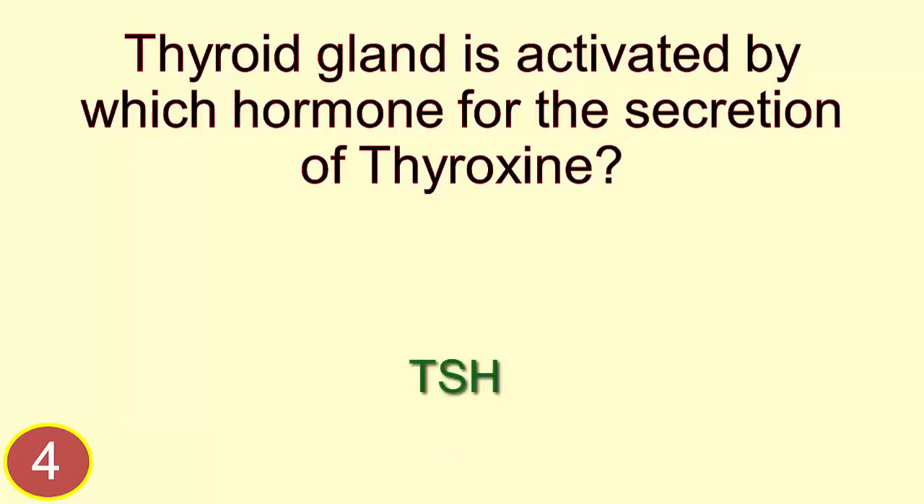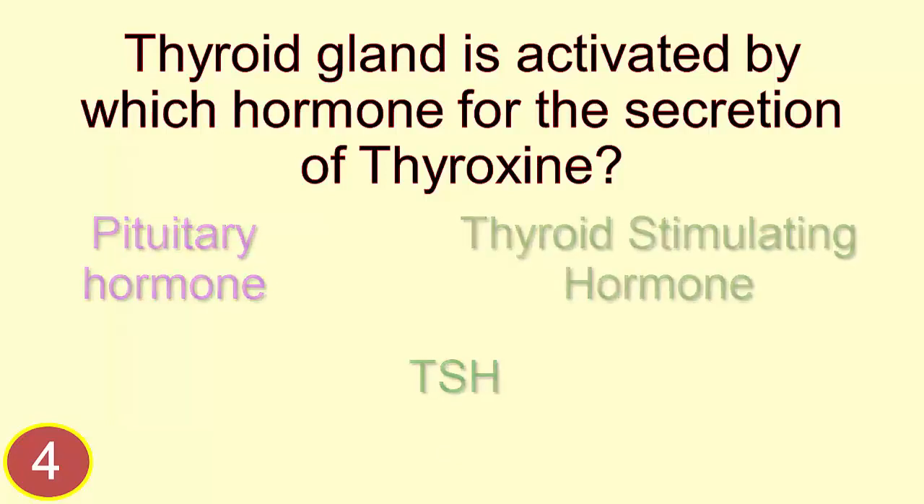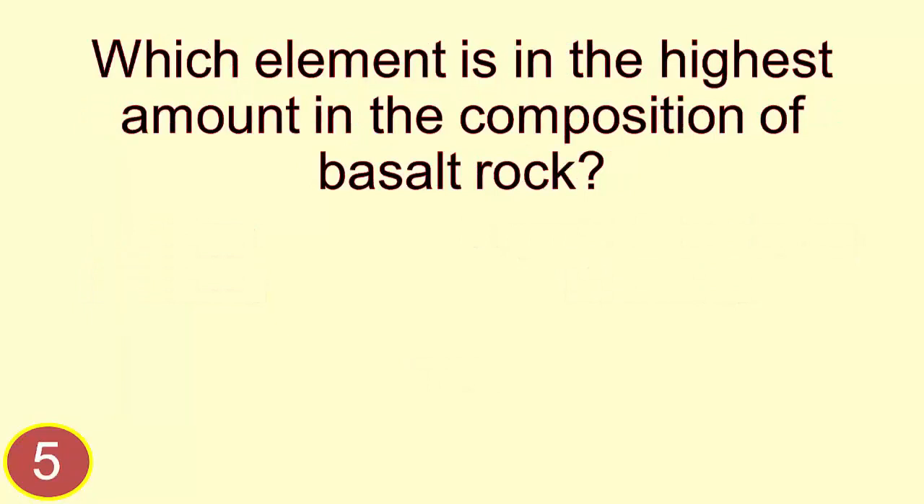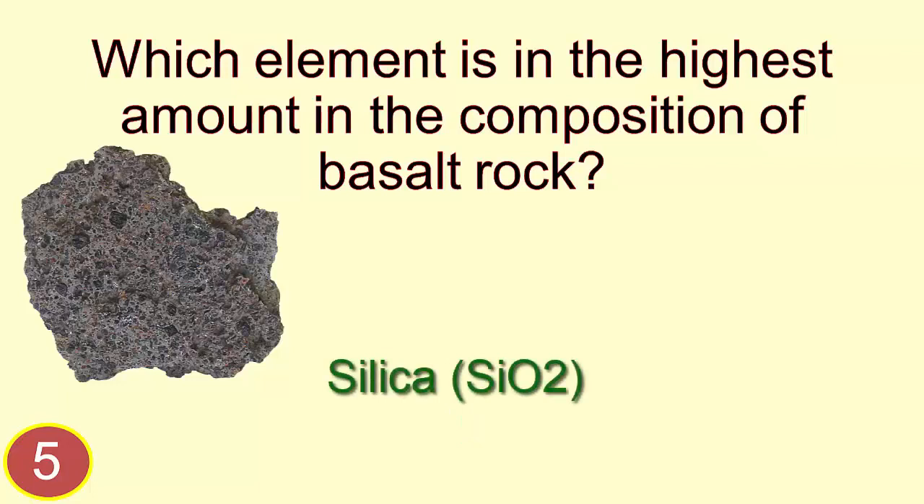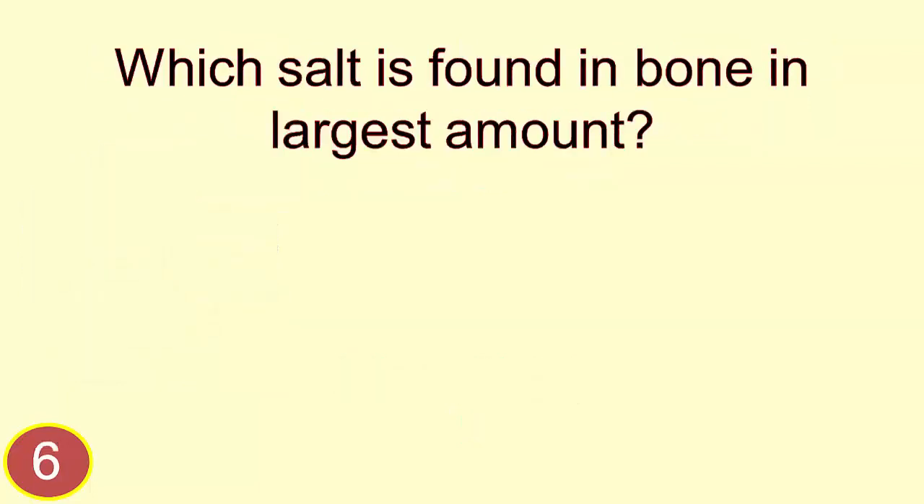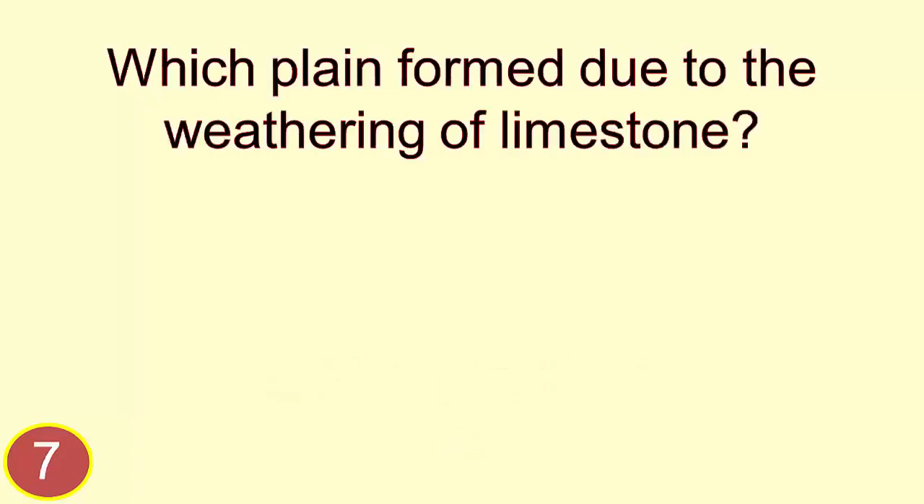Which hormone activates the thyroid gland for the secretion of thyroxine? Answer is TSH, thyroid stimulating hormone. It is a pituitary hormone. Which element is in the highest amount in the composition of basalt rock? Answer is silica. Which salt is found in bone in the largest amount? Answer is calcium phosphate. Which plain is formed due to the weathering of limestone?